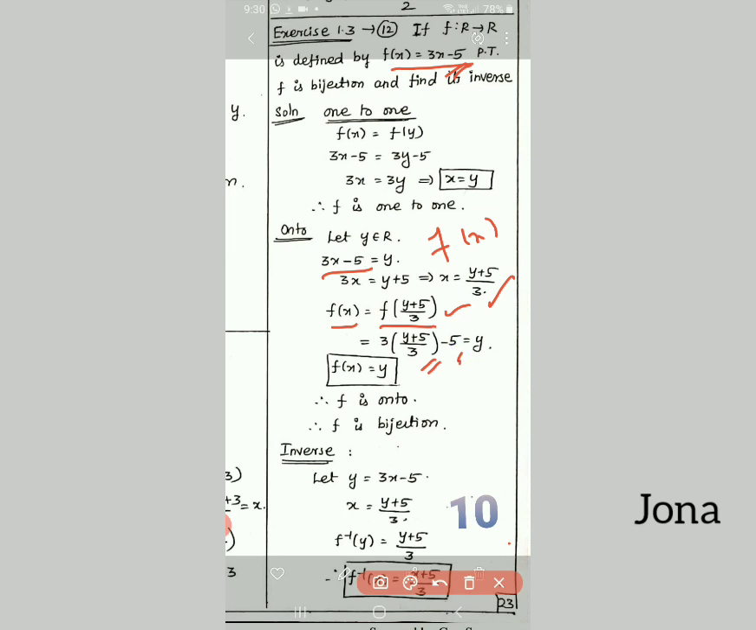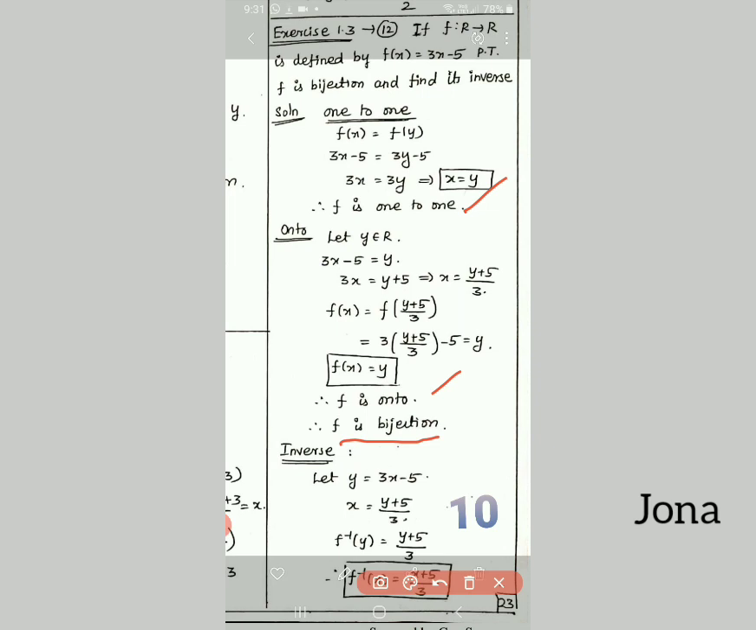So if you simplify, that means 3 and 3 will get cancelled, and y plus 5 minus 5 is there. Again I can cancel plus 5 and minus 5, which is equal to y here. Okay, so now I got f of x equal to y. So f is onto. From these two results, I can conclude f is a bijection.